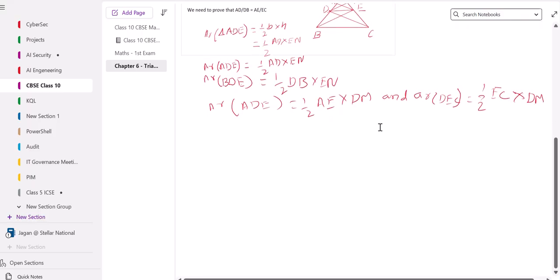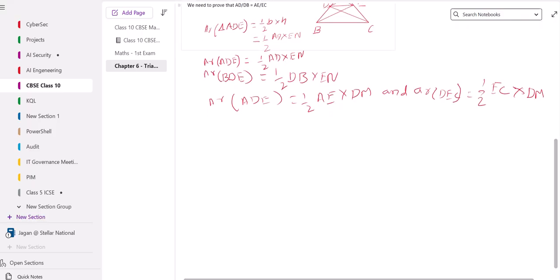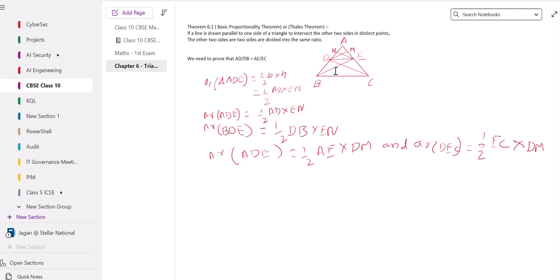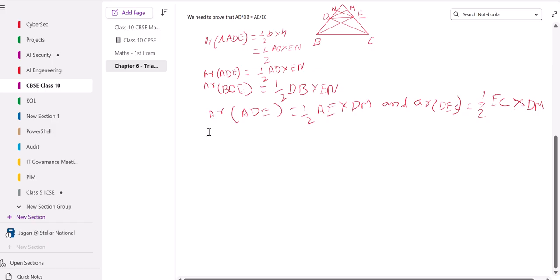Now the next step is we need to prove this triangle. Now we need to write this triangle by this triangle. That means ADE by BDE, because both are formed on a single breadth, single line, single side. So this is the next step.